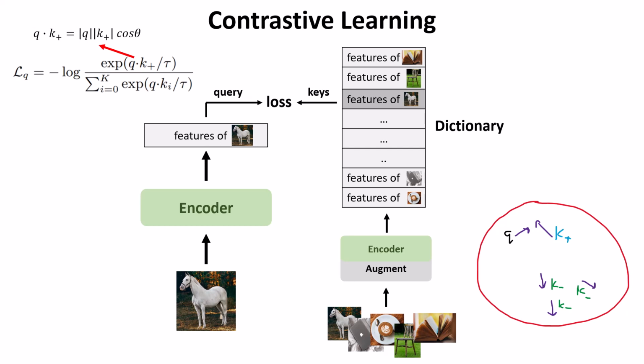And what about this tau term? That is temperature, and the only purpose of using it is to make this softmax term as smooth as possible. And yeah, that's the whole concept behind it.